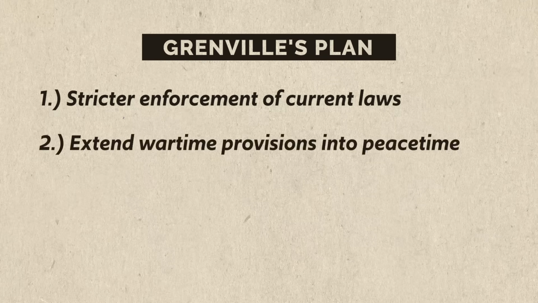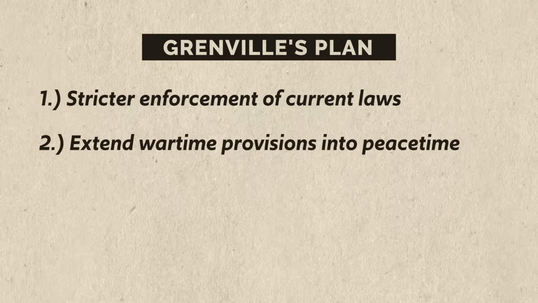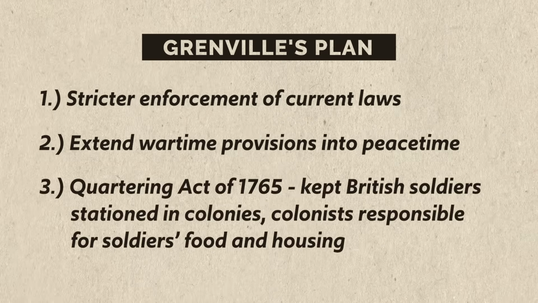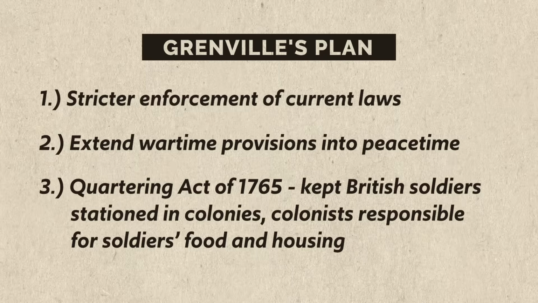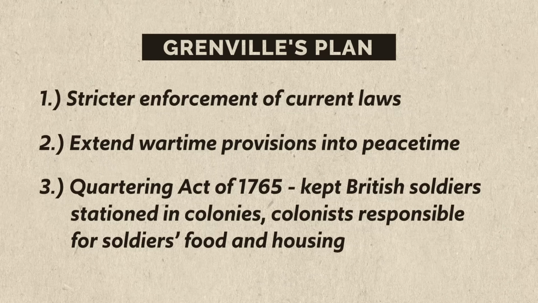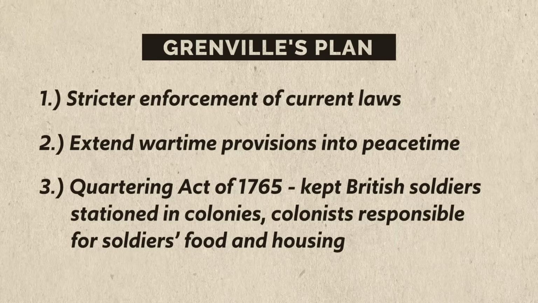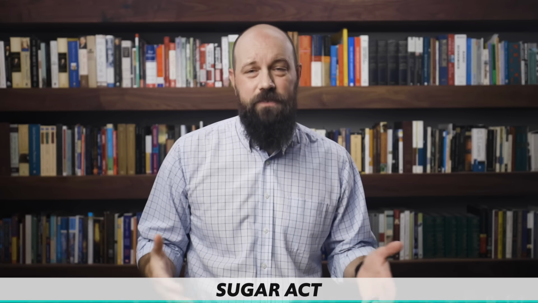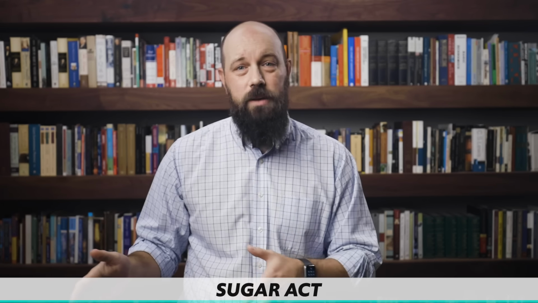Second, Parliament decided to extend wartime provisions into peacetime, and here we got the Quartering Act of 1765. This law kept the British soldiers stationed in the colonies in order to enforce this British clampdown, and just for funsies, it also meant that the colonists were responsible for providing food and housing for these soldiers. And baby, the British are just getting started. Next came the Sugar Act, which imposed taxes on coffee and wine and various other luxury items, and it also enforced existing taxes on molasses.